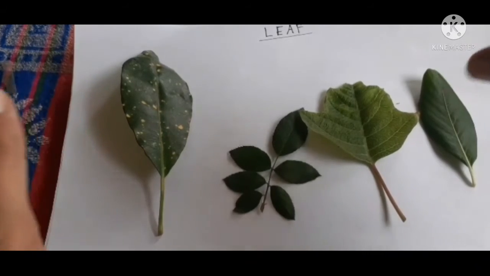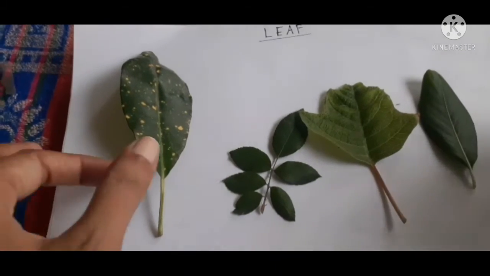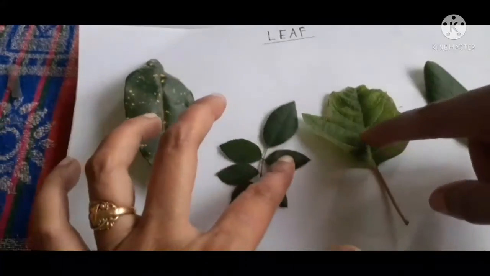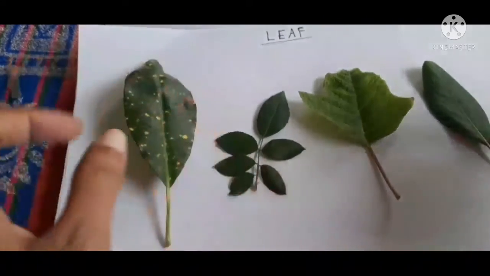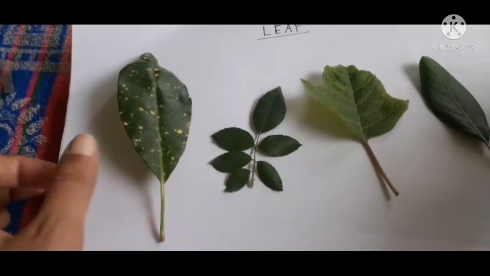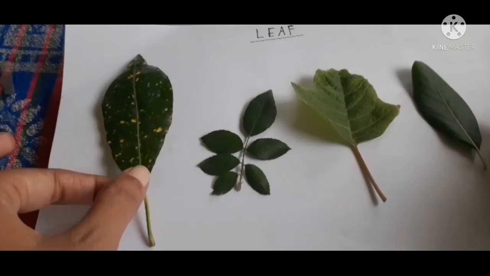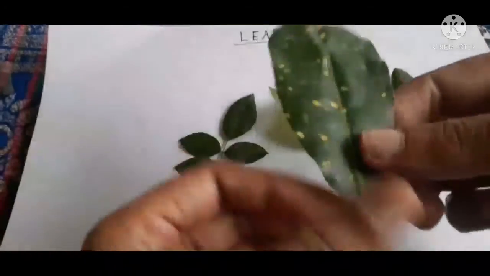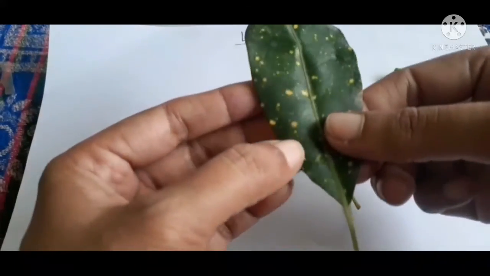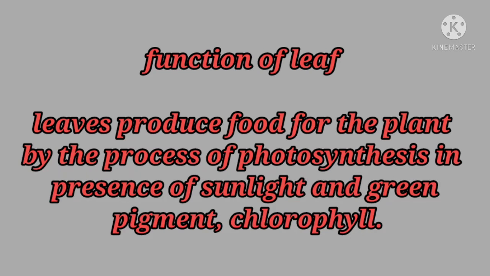Now discuss the function of leaf. The main function of leaf is to produce food for the plant by the process of photosynthesis. In photosynthesis, chlorophyll, a green pigment, plays a very important role. This green color pigment is present in the leaves. So leaves produce food for the plant by the process of photosynthesis in presence of sunlight and green pigment chlorophyll. This is the reason that maximum plants have green colored leaves.